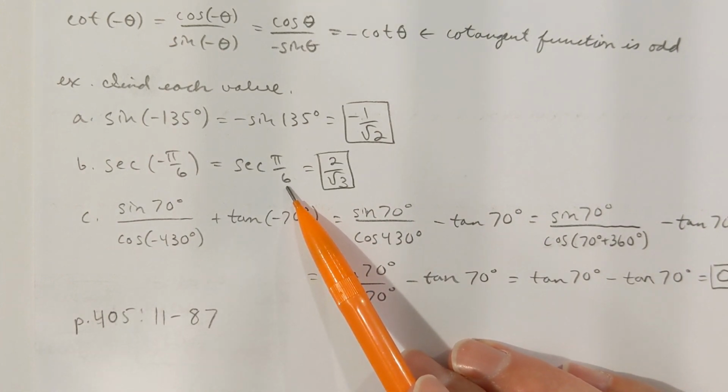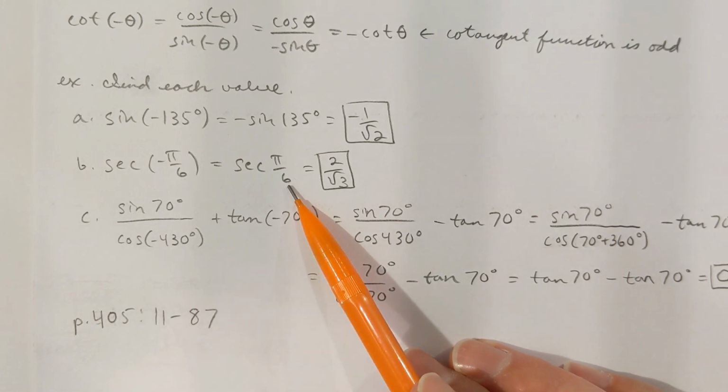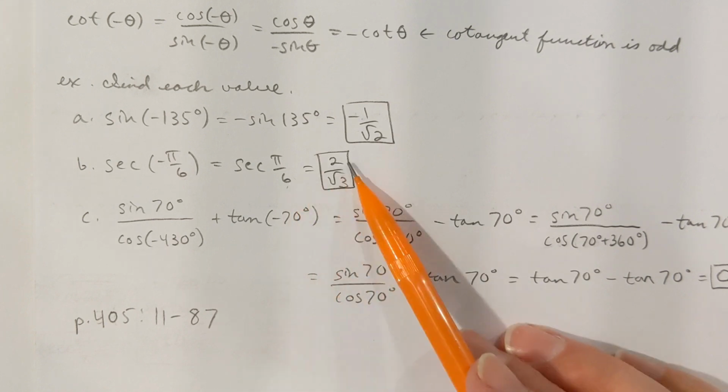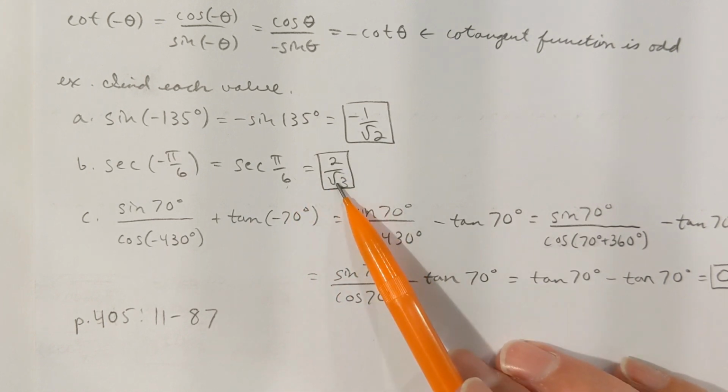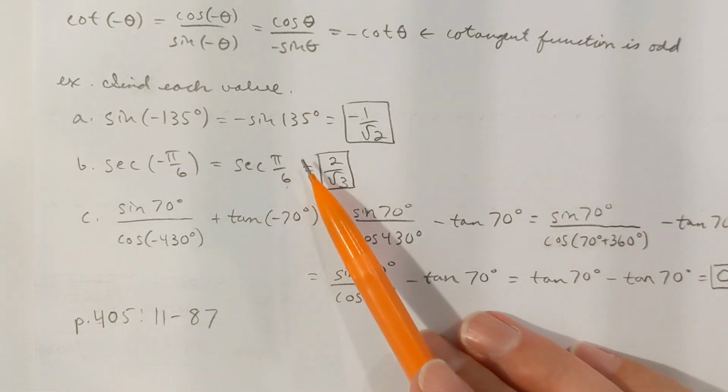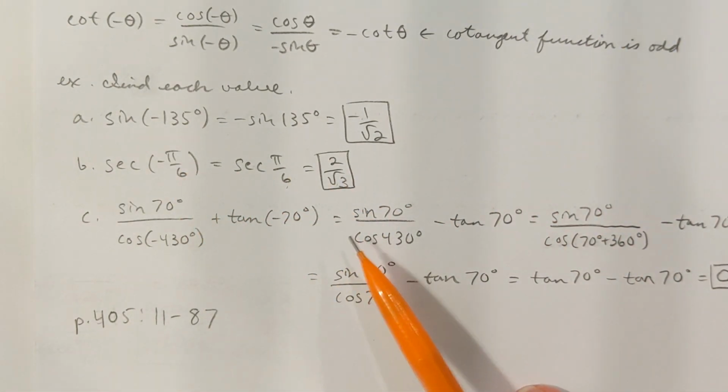Now, cosine of 30 degrees. Cosine of an angle is adjacent over hypotenuse. And in the case of a 30-degree angle, the adjacent side would be root 3. The hypotenuse would be 2. So cosine of pi over 6 would be root 3 over 2, but we'd want the reciprocal of that, right? 2 over root 3 would be the value that you'd get there for secant of pi over 6, which would also be the same as secant of negative pi over 6.